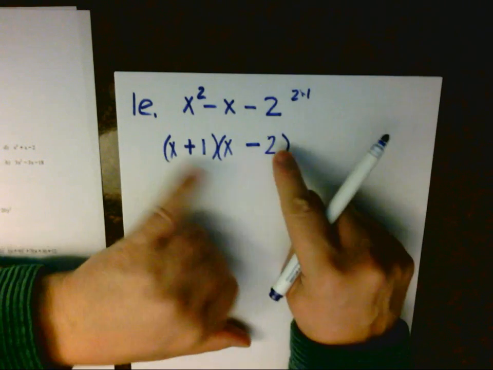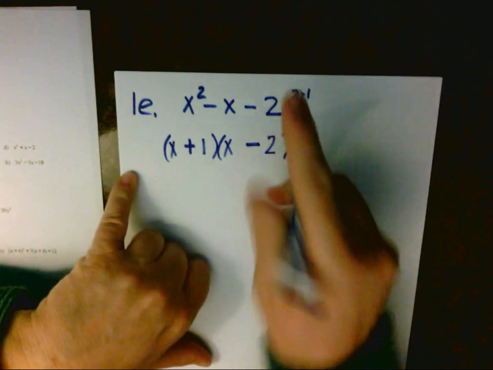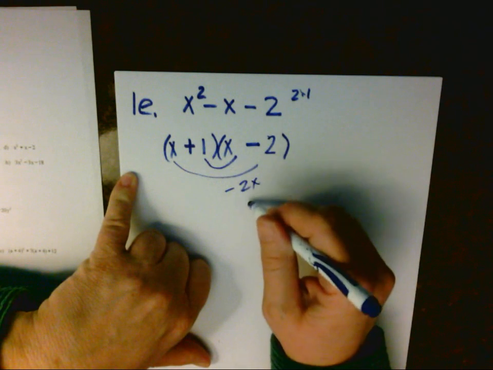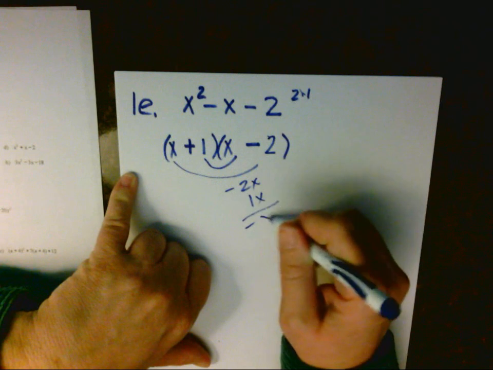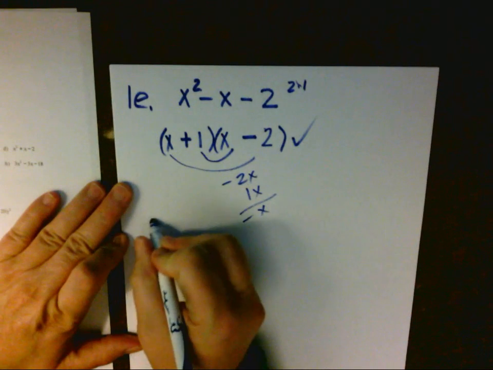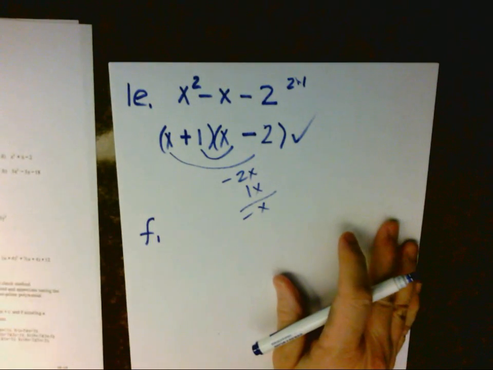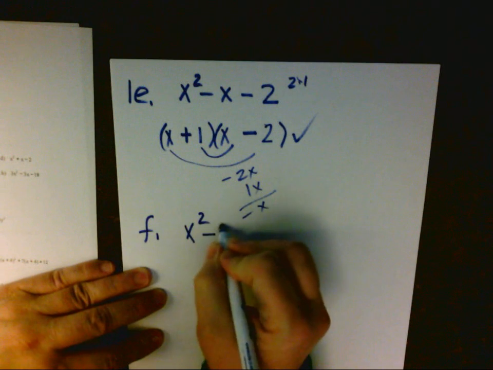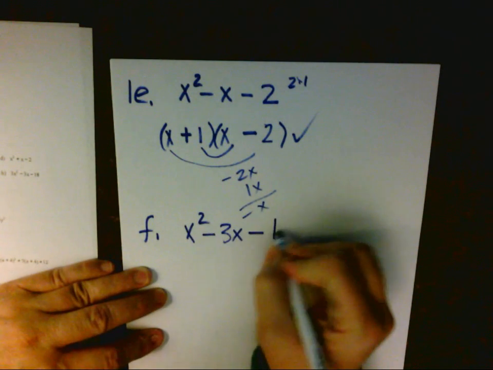x times x is x squared. Last times last is negative 2. The outside I get a negative 2x. On the inside I get a 2x, I mean a 1x. And that adds to a negative x. And it checked out. Okay? And part F now. Go ahead and factor x squared minus 3x minus 10.